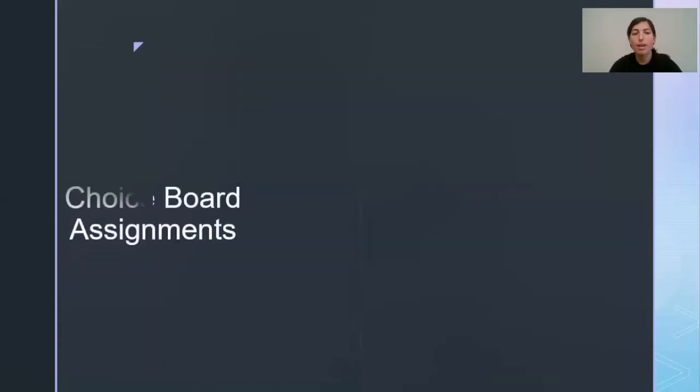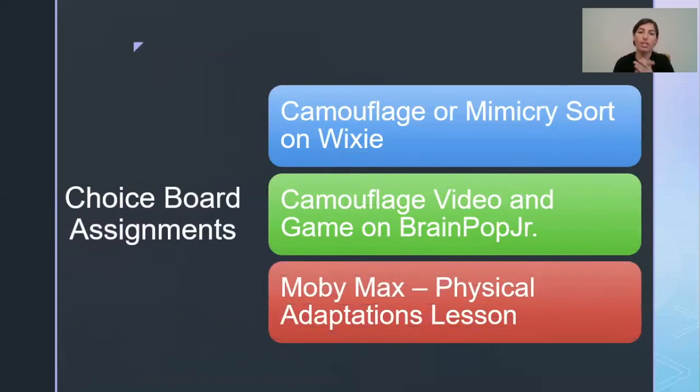So you have three assignments this week, just like you always have. The first one is going to be a camouflage or mimicry sort on Wixie. Hopefully you were able to get in for math this last week and be able to do the fractions lesson on Wixie. If you weren't, I hope you contacted your teacher again this week. If you're not able to get into Wixie, please contact your teacher, okay? And they will help you. I'm going to show you again how to get into Wixie also. Your next option is going to be to watch the camouflage video on Brain Pop Junior.